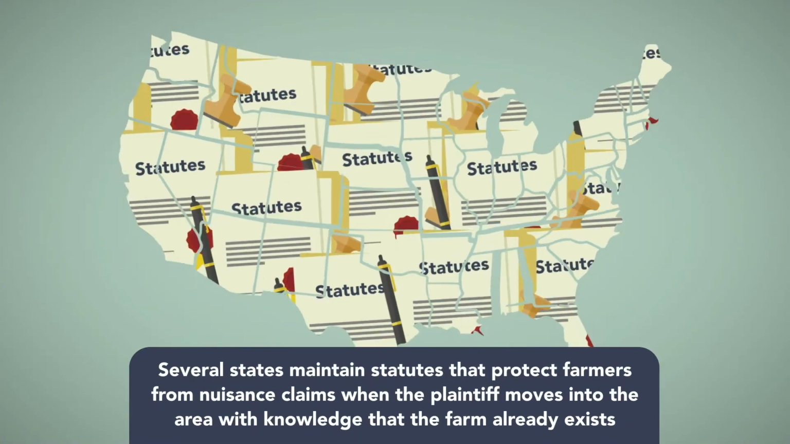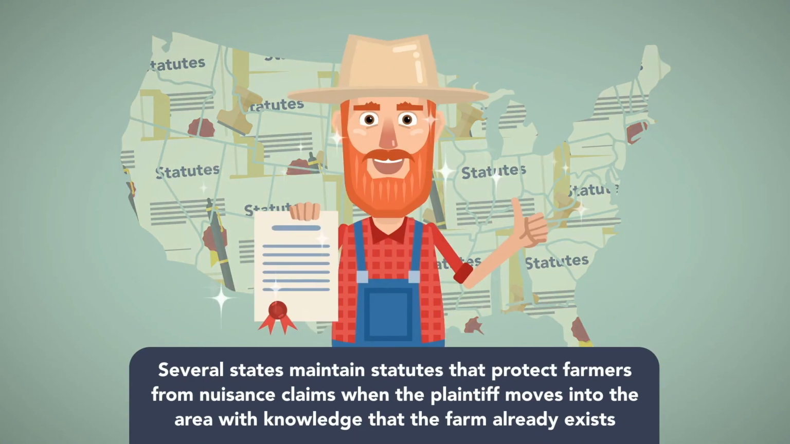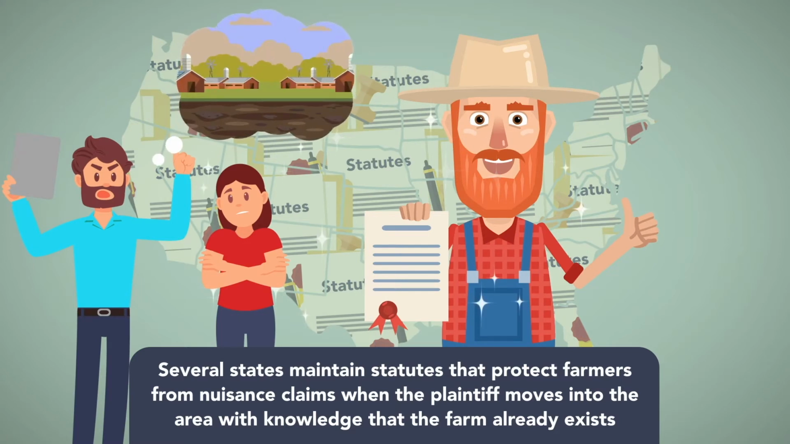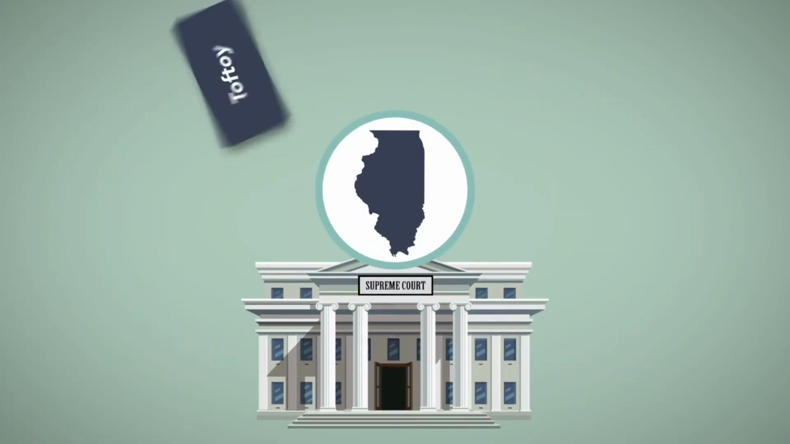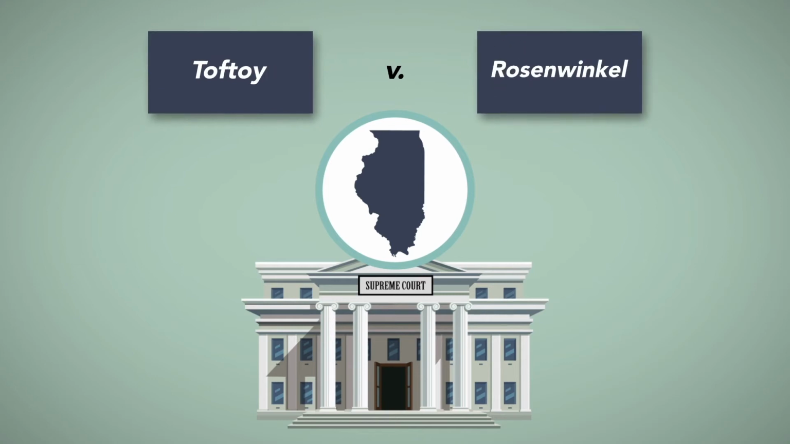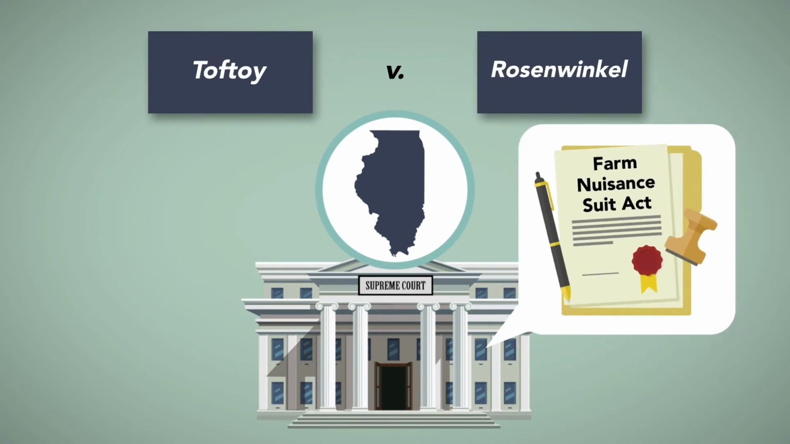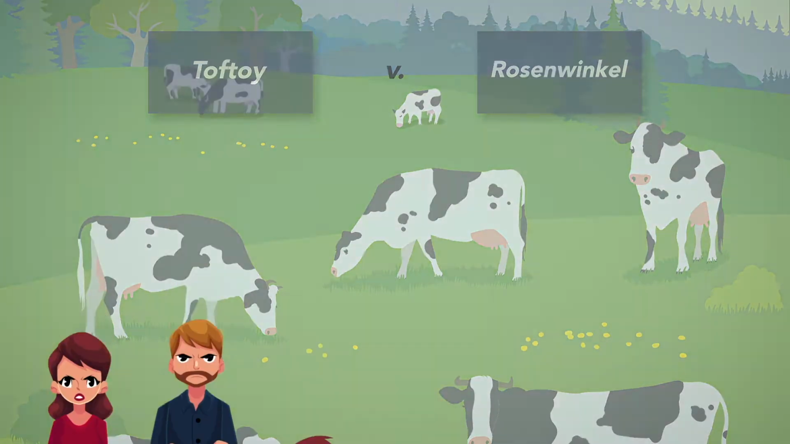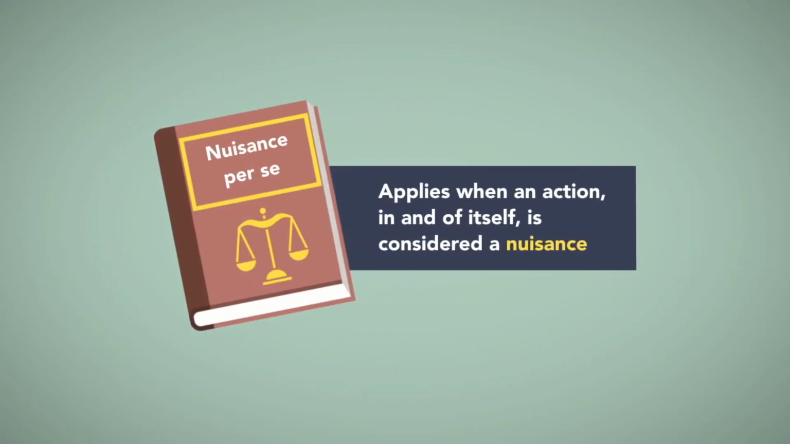Several states maintain statutes that protect farmers from nuisance claims when the plaintiff moves into the area with knowledge that the farm already exists. The Illinois Supreme Court in Toftoy v. Rosenwinkel ruled that the state's Farm Nuisance Suit Act prevented recovery for a family that moved across the street from a cattle farm. Nuisance per se applies when an action, in and of itself, is considered a nuisance.